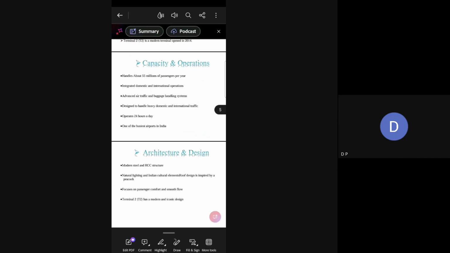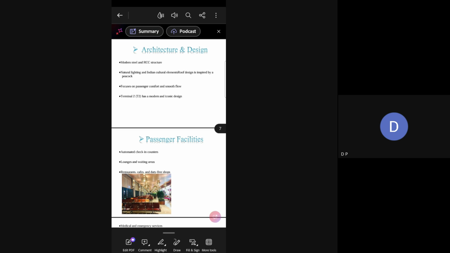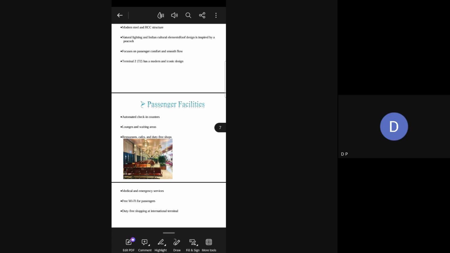Capacity and operations: handles about 55 million passengers per year. Integrates domestic and international operations. Advanced air traffic and baggage handling systems operate 24 hours a day. One of the biggest airports in India. Architecture and design: modern steel and RCC structure, natural lighting, and an Indian cultural roof design inspired by a peacock, with a focus on passenger comfort and smooth flow. Terminal Two has a modern iconic design.